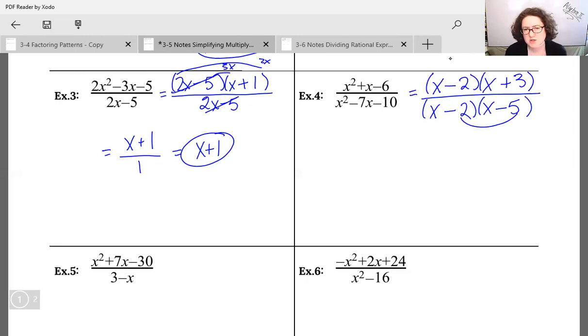Well, I can't change my terms to positive because that's not going to make the -7 in the middle. So actually, my denominator on this one does not factor. Unfortunately, that means I'm not going to have any other factors that I can simplify out with the numerator. So this is already simplified.